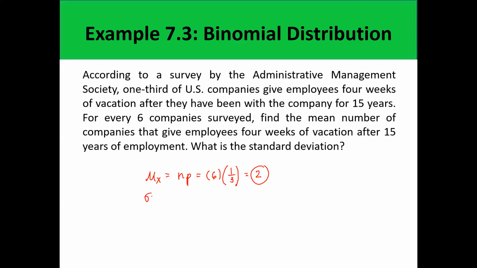Now for the standard deviation, we shall compute it using the formula square root of n times p times q, which is the square root of 6 times 1/3 times 2/3. So this is actually the square root of 12 over 9, which is actually square root of 12 over 3. So please use your calculators to compute the decimal form of this standard deviation. So this ends the binomial distribution discussion. And in the next video, we shall discuss the next discrete probability distribution, which is the hypergeometric distribution.